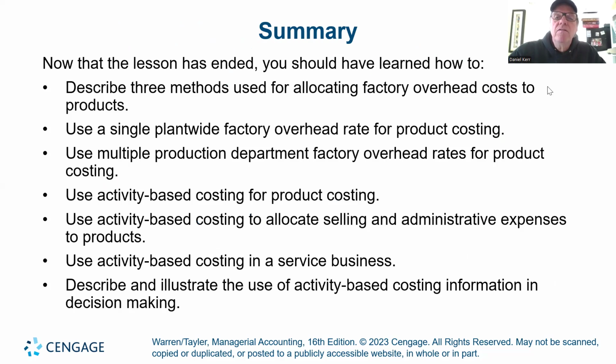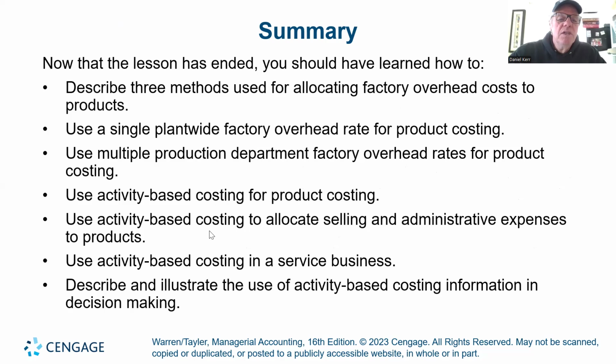Now, just by way of review here, the last thing I'll say about this: when it gets to Saturday night and you're posting the homework here, you should be able to describe 3 methods used for allocating factory overhead to products. And those 3 methods are the plant-wide rate, the production department based on multiple overhead rates for each production department, and then to use activity-based costing. And then you've got individual things that we did in class which relate to each of these objectives. Those are going to be very similar to the homework exercises.